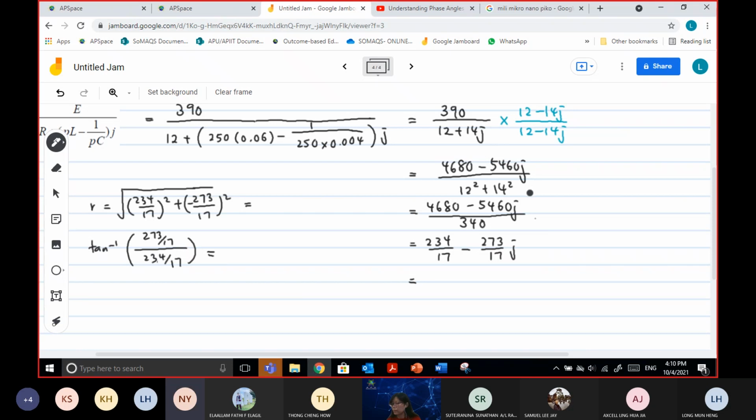Wait, yeah, Miss, give me a second. Samuel, I don't think your angle is possible. No, Miss, I wrote it wrongly. I'm adjusting it now.